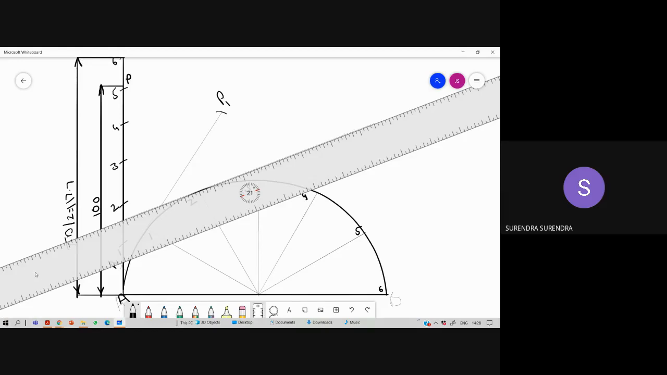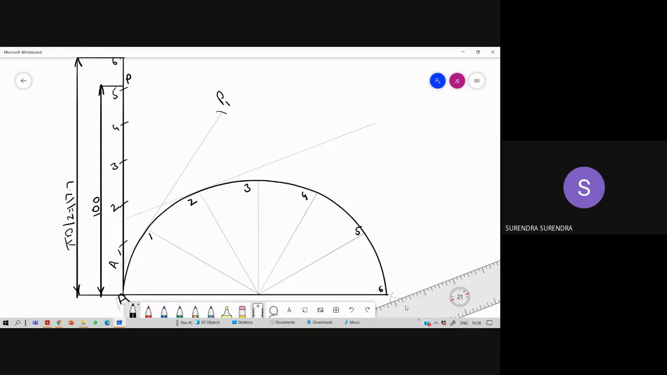Now measure the distance A to 2. Measure the distance from A to 2. With 2 as center, draw an arc. We'll get A2. Now the same concept. The distance between A to P remains the same. A to P is 100 mm. So with A2 as center, 100 mm radius, draw an arc. We will get P2.